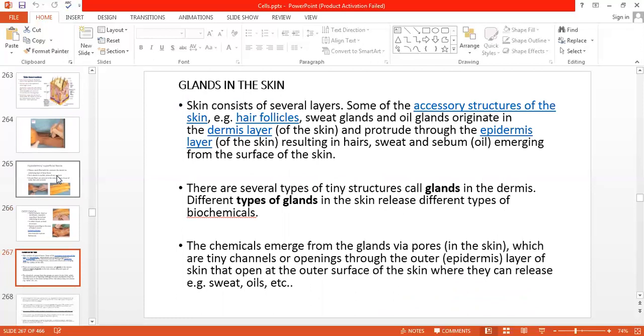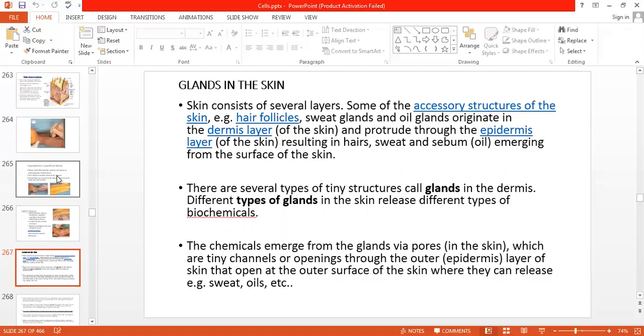Glands in the skin. Skin consists of several layers. Some of the accessory structures of the skin, that is, hair follicles, sweat glands, and oil glands, originate in the dermis layer of the skin and protrude through the epidermis layer of the skin, resulting in hairs, sweat, and sebaceous oil emerging from the surface of the skin.